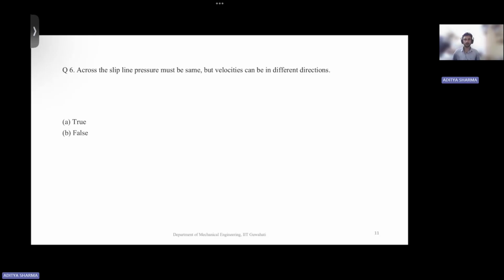So this is question number 6. Please read this question and try to answer this. So this question is on slip line. What is a slip line?